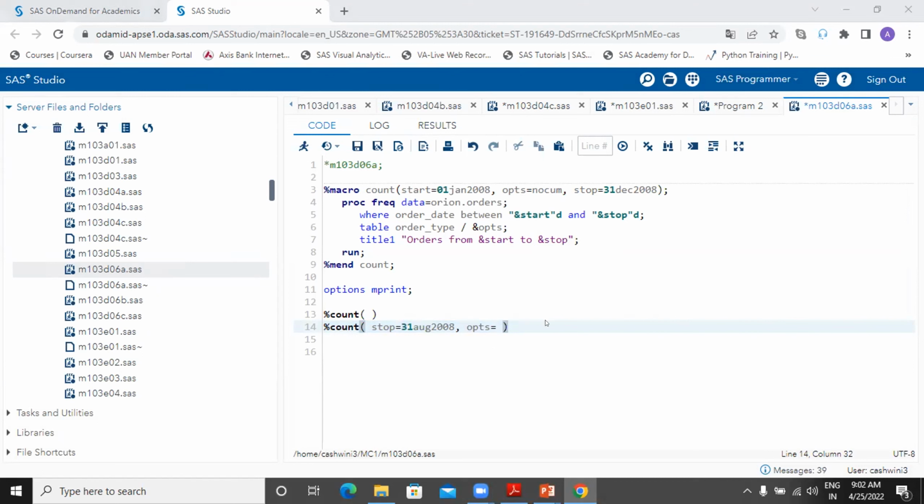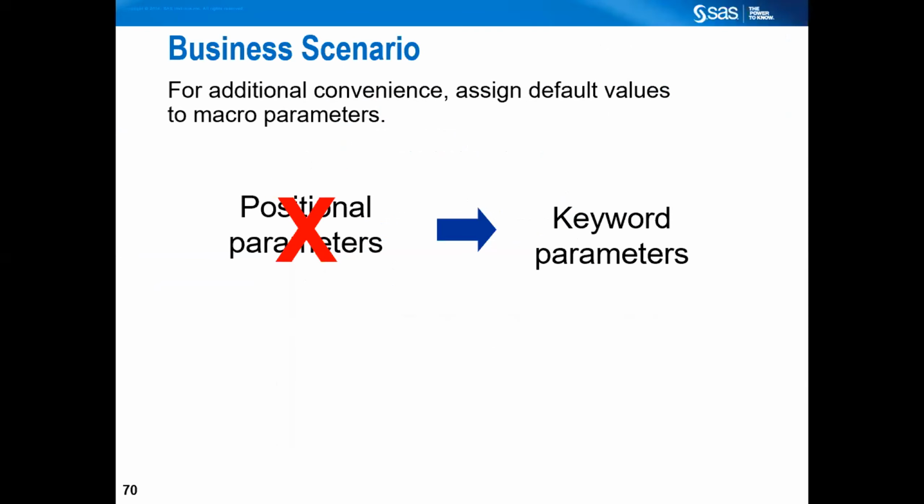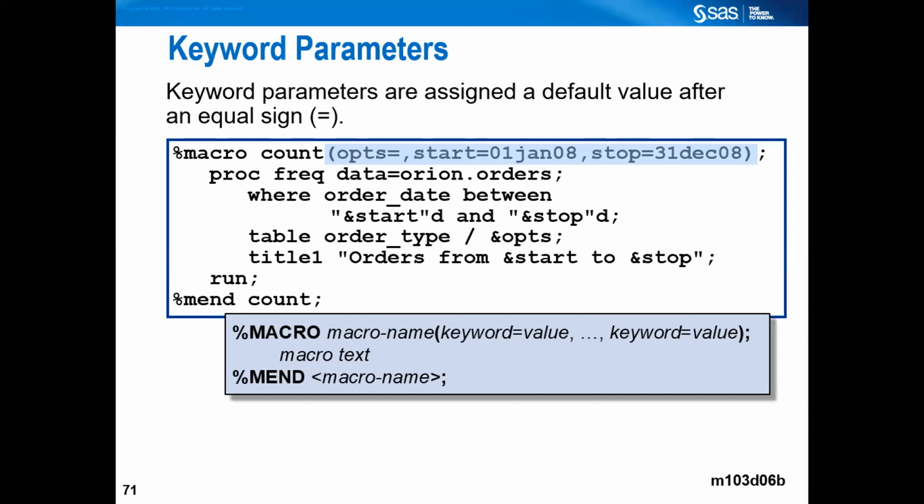Yes, Ashwini. Okay. So for additional convenience, assign default values to macro parameters. So instead of positional, make use of keyword parameters. So what are keyword parameters? While defining your macro itself with your parameter list, you give your parameter equal to some initial values. So this is what the syntax is. Of course, it should be separated by comma.